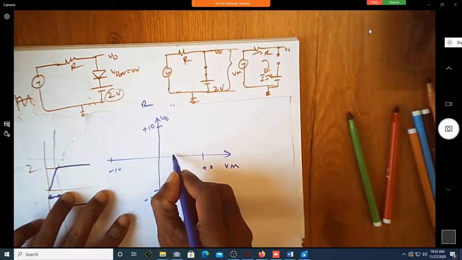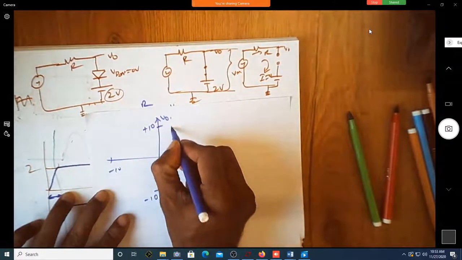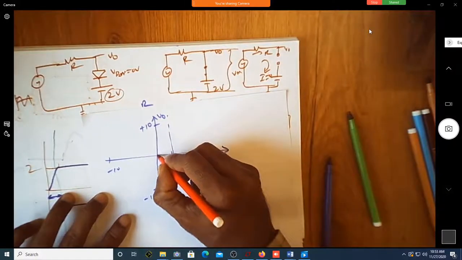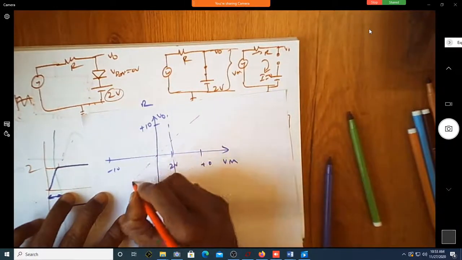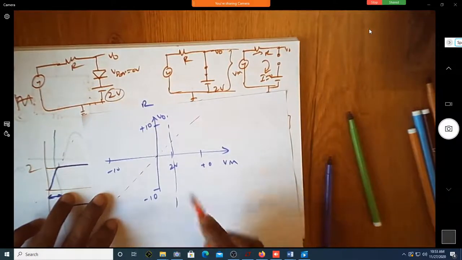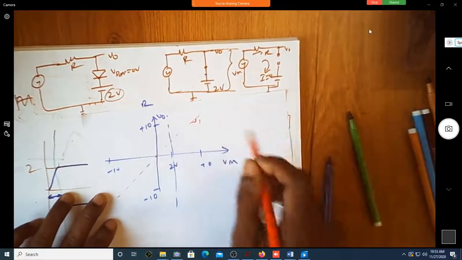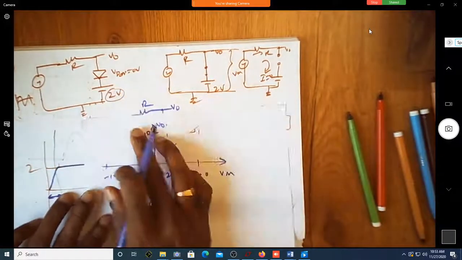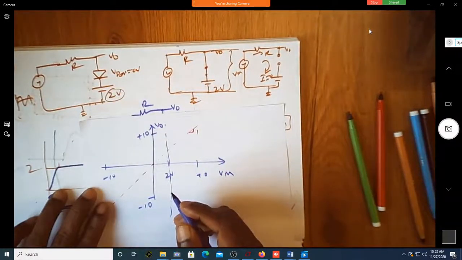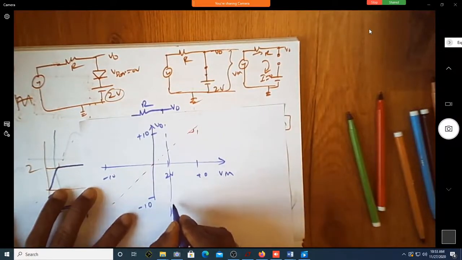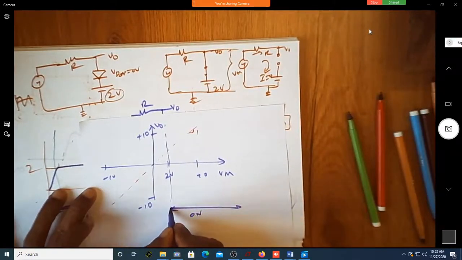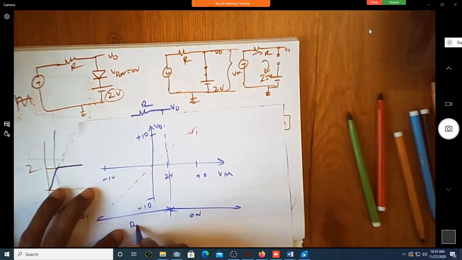Let me write a 2 volt line here. Can I write the reference line for my input equal to output? Yes, this is a slope of 1. Slope of 1 means V out is equal to V in. Looking at this, when does the diode turn on? For any value greater than 2. So this is the condition where D is on, and this is the condition where D is off.